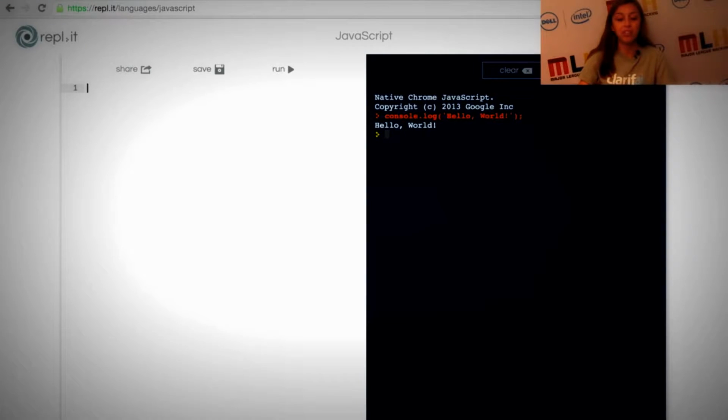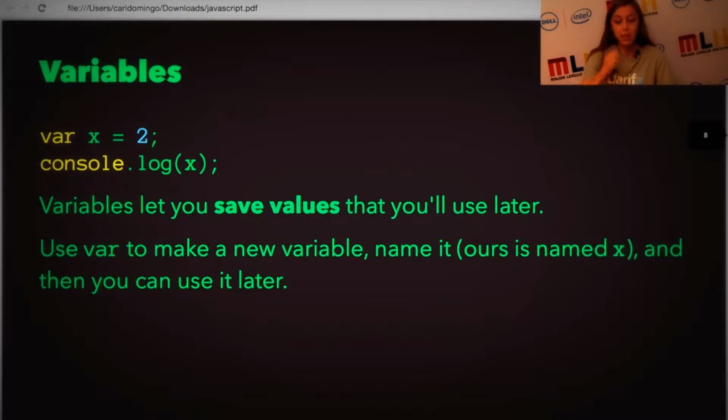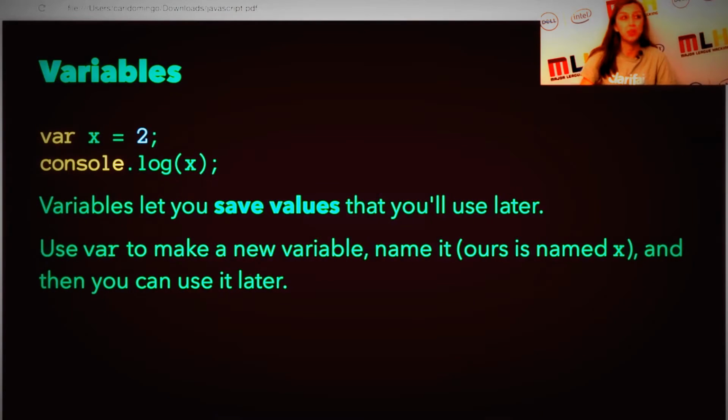Basically, everything in JavaScript is a statement. What statements do is they execute some kind of command to the browser. I'm going to teach you how to construct different statements so that you can put together really large programs with JavaScript. I showed you console.log, and that just prints something to the console. Now I'm going to talk to you about variables. Variables let you save values that you use for later.